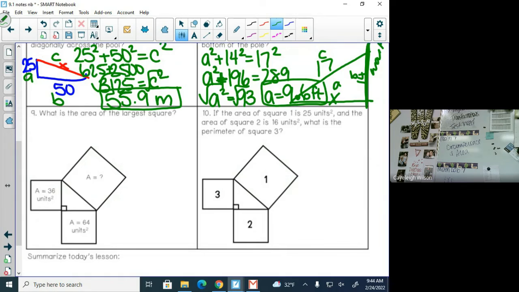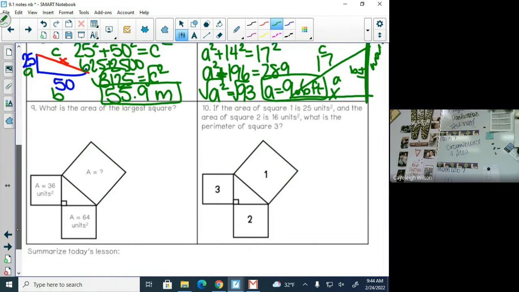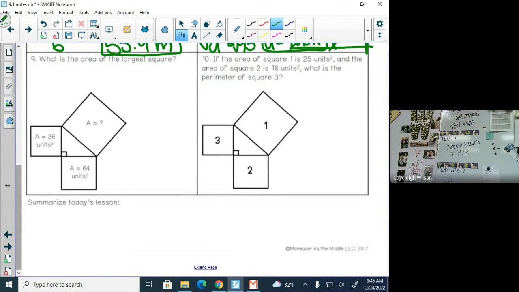All right, the next one applies knowledge of area and perimeter. How do you find the area of a rectangle or a square? Length times width. How do you find perimeter? You add up all the sides. It asks what is the area of the largest square, and they give us a triangle with squares on it. They're telling us that the area of this square is 36. So what would one side length be if the area is 36? 6, because I know that area of a square is side times side, because squares have the same length. So what number times itself makes 36? That's 6.